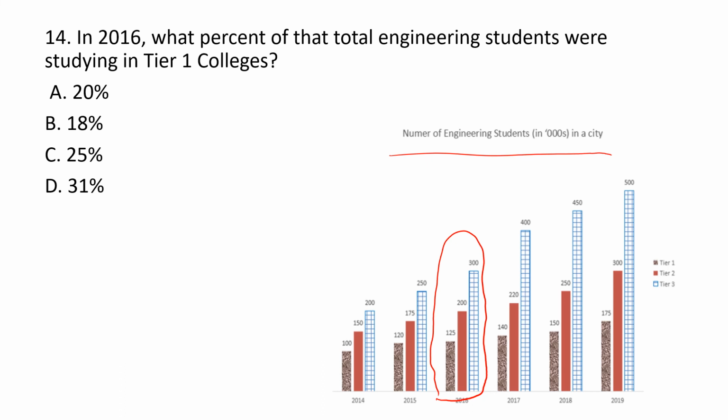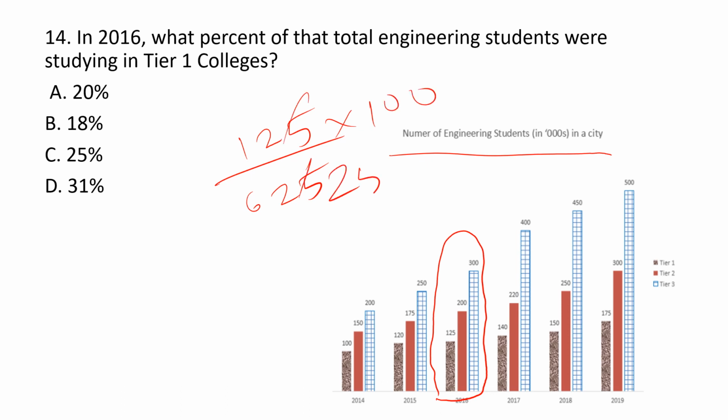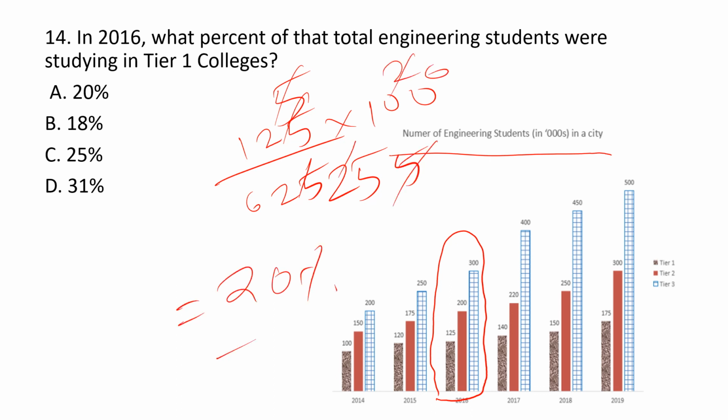Here we can see the first color is tier 1, then tier 2 and tier 3. Three different colors represent three different colleges. So the total number of students is 300 plus 200 plus 125, 625 is the total number of students. In tier 1 college, there are only 125 students. Percentage, if you want to find, 125 by 625 into 100. 20% is the right answer. I think I'm clear enough.